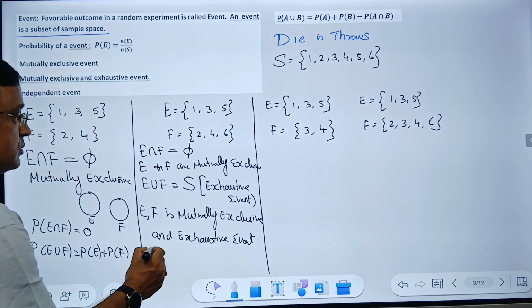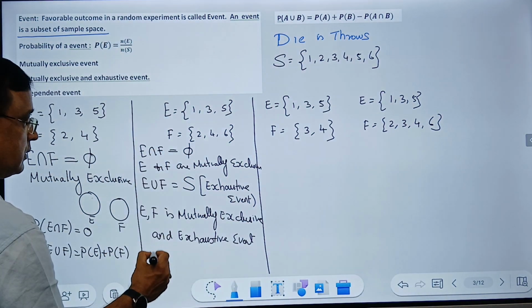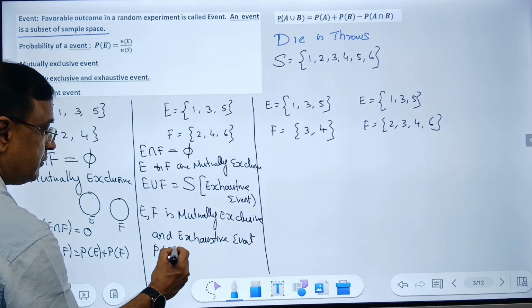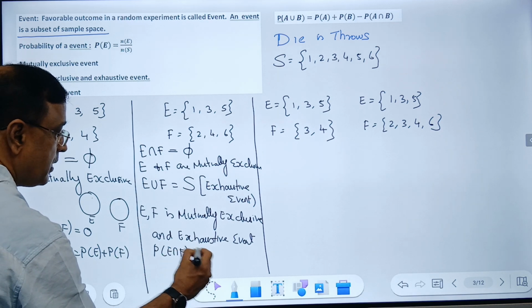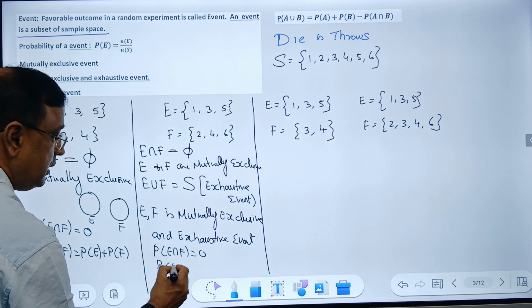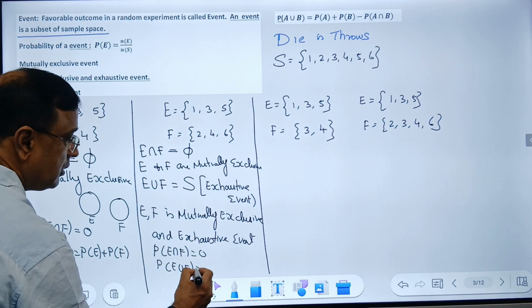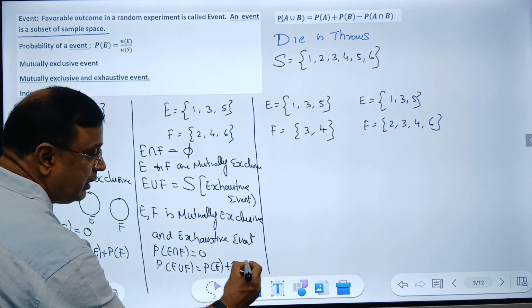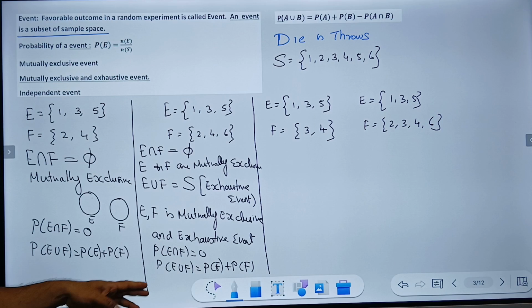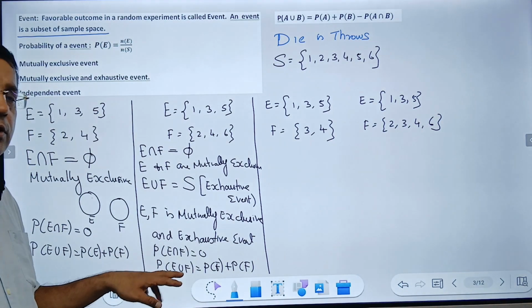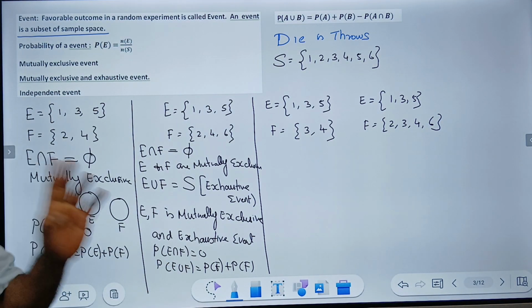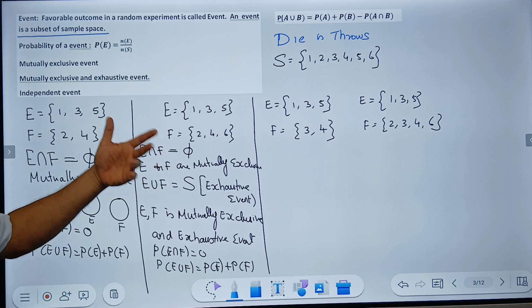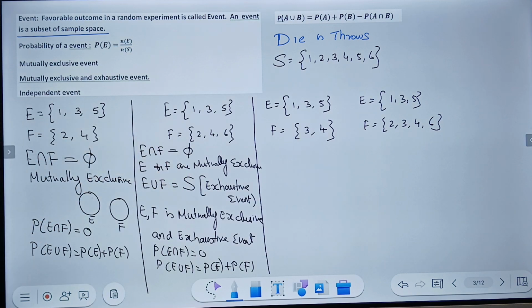So in this case also, since the intersection is null set, the probability of E intersection F is 0, and the probability of E union F will be the probability of E plus the probability of F. But since it is exhaustive, the probability of E union F will be 1. That we will not go into. When the situation comes, we'll see.